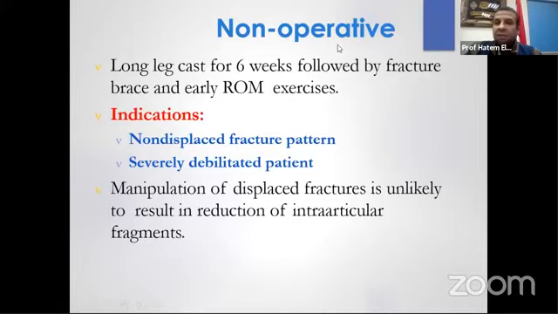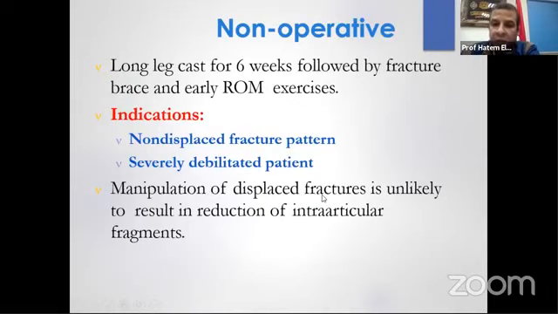First line of treatment, the non-operative treatment. Long leg cast for 6 weeks, followed by fracture brace and early range of motion exercises. It is indicated in type 1, Ruedi and Allgöwer fracture pattern, which is a non-displaced fracture pattern. Also in severely debilitated patients, the patients that cannot be anesthetized or the anesthesia is risky for them.